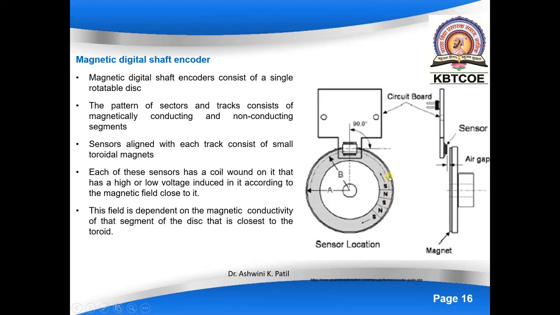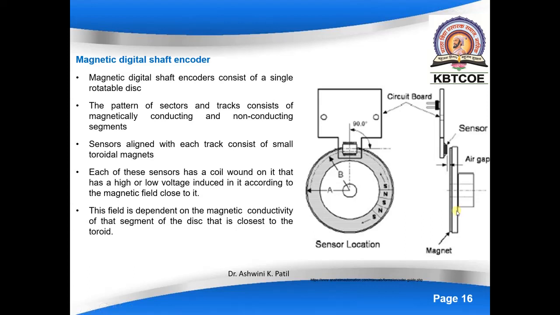The sensor aligned with each track consists of small toroidal magnets. So this is a sensor. Here we can see there is a coil. Here is another view of this sensor transducer. Here the sensor is there, and here this disk is there, which consists of conducting and non-conducting segments.